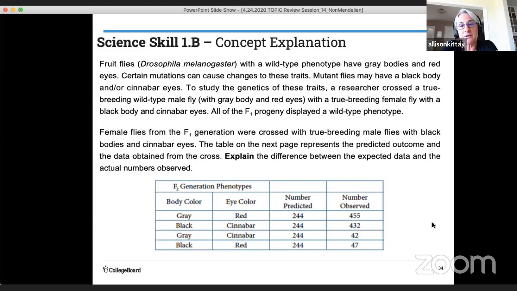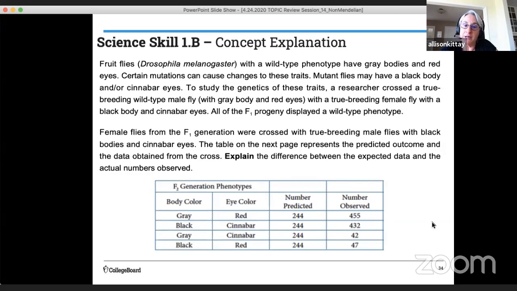Mutant flies have a black body and cinnabar eyes. To study the genetics of these traits, a researcher crossed a true breeding wild-type male, which would be gray body and red eyes, with a true breeding female fly with black body and cinnabar eyes. So again, we've got a homozygous dominant with the homozygous recessive. We get our F1, which are all heterozygous for each trait, so they're dihybrid. Female flies from the F1 generation were crossed with true breeding male flies with black bodies and cinnabar eyes. So now we're crossing the F1 hybrids with a homozygous recessive male for both traits.